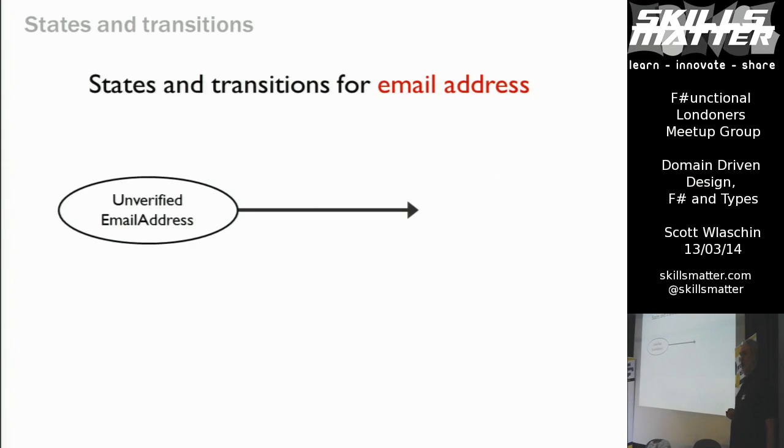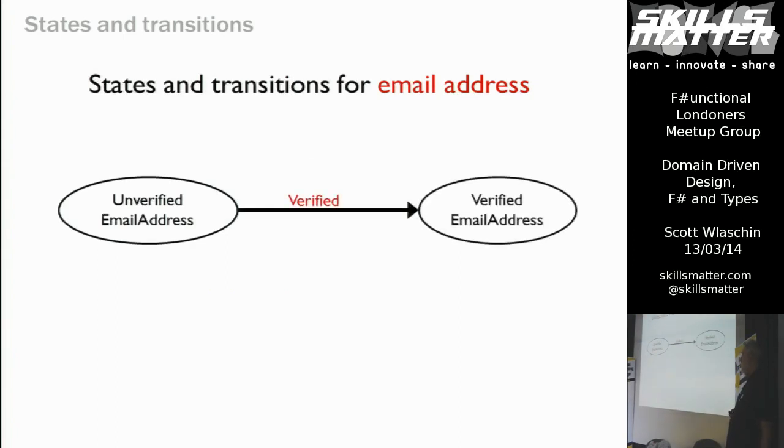We've already seen one, which is our email address. We have an unverified email address, and we have a verified email address, and you can verify an unverified email address. That's it. You can't go backwards. Once it's verified, it stays verified. So that's a state machine right there, and these are two different states. So there's a real example of a state machine we've already seen.